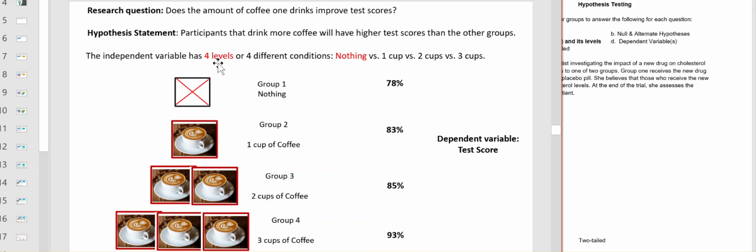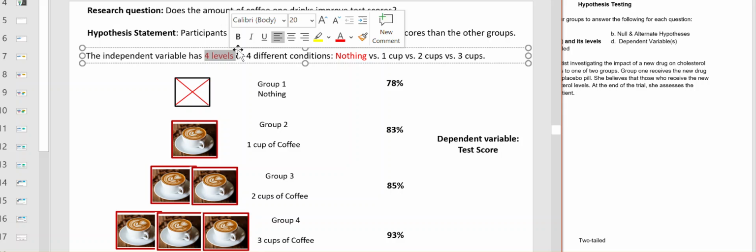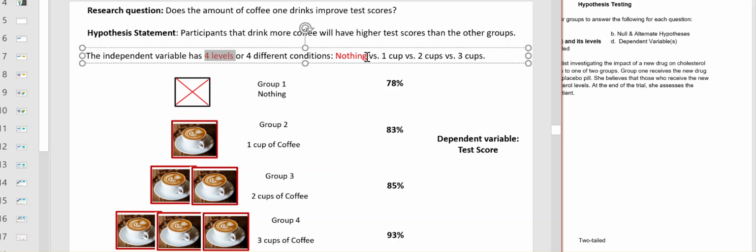I probably should belabor this point, because it has 4 different conditions in this one manipulation. It's 4 different ways to manipulate the amount of coffee somebody drinks. We have 4 levels. So it's nothing versus one cup of coffee versus 2 cups versus 3 cups.